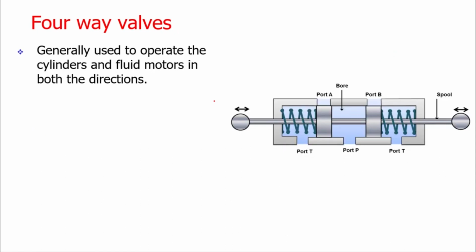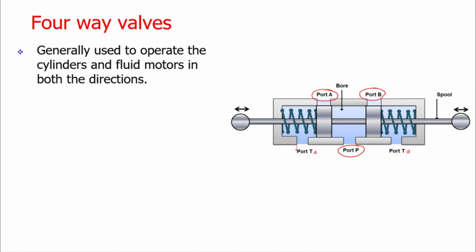We can also have the four-way valves. In the four-way valves, we are using two application ports, port A and port B, and we are having a power port and tank port. Here it is mentioned that there are two tank ports that can be seen. We can consider this is a tank port TA for unloading from port A and port TB for unloading the port B.